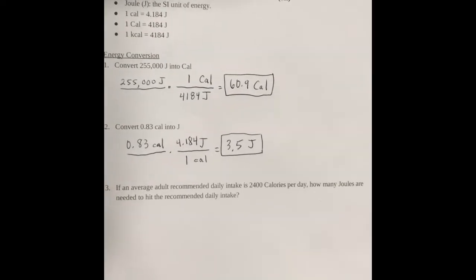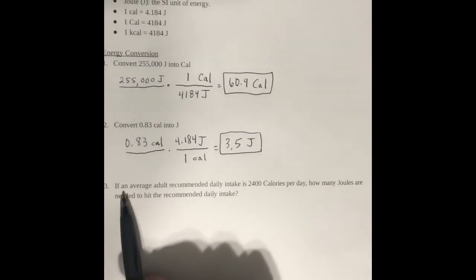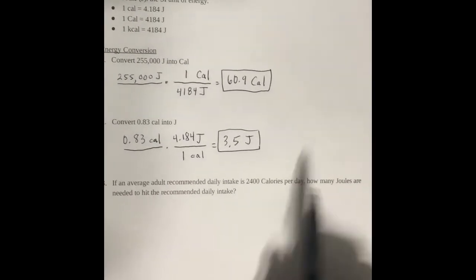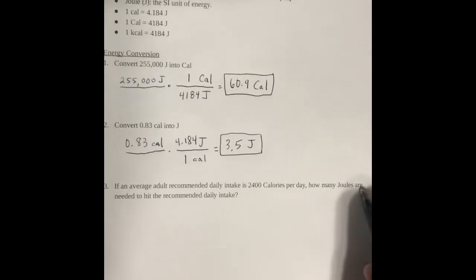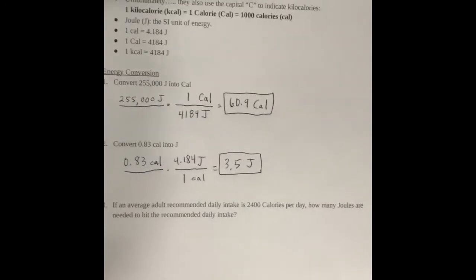It's just a word problem instead of just flat out giving it to you. If an average adult's recommended daily intake is 2,400 calories per day, that's like the recommended daily allowance, how many joules are needed to hit the recommended daily intake? So it's still the same thing. We're still just doing a conversion.